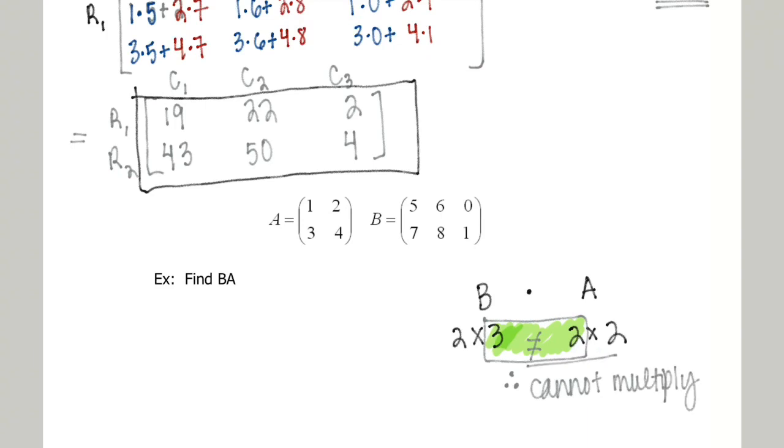So it's great when that happens because that's all the work that needs to be done. Just tell them you can't multiply and you're done. It's undefined. Cannot multiply. They might even use the word undefined. Undefined is a great word. The product of B times A is undefined.